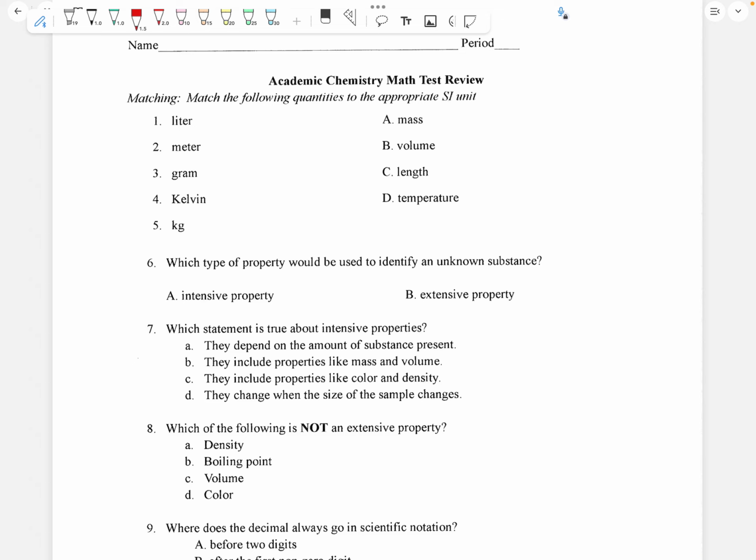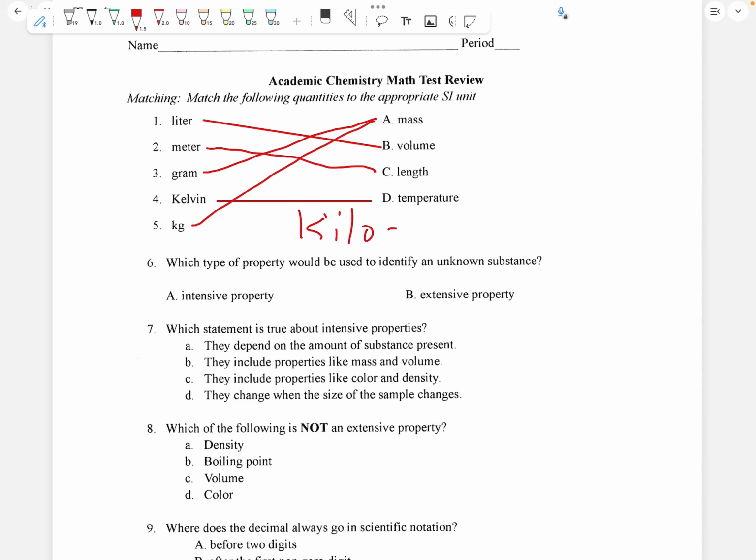Okay, matching. Match the following quantities to the appropriate SI unit, metric unit. So, liter is simply a unit of volume. Meter is a unit of length. Gram is a unit of mass. Kelvin is a unit of temperature. And kilogram is a unit of mass also, because, here's how you write it out: kilo and gram. And if grams is a unit of mass, then kilogram is a unit of mass.